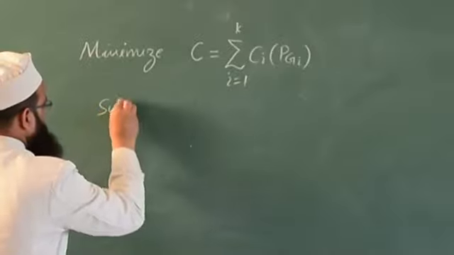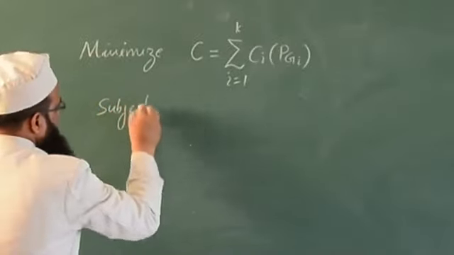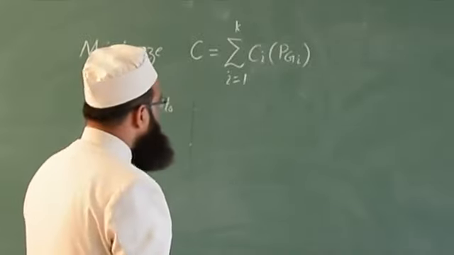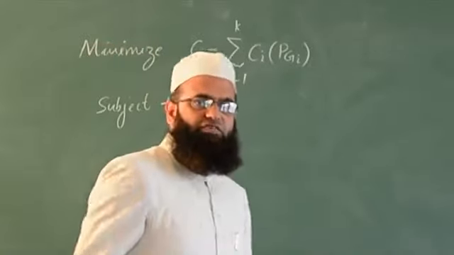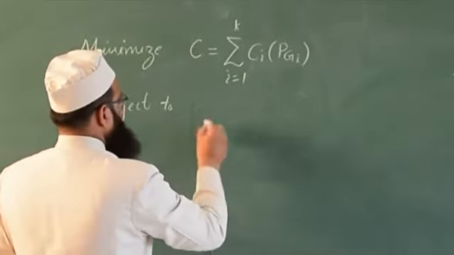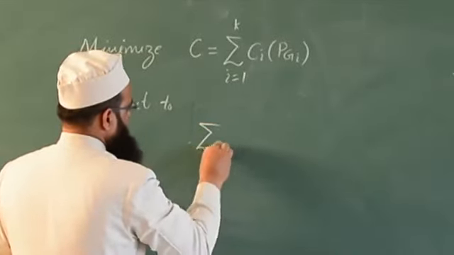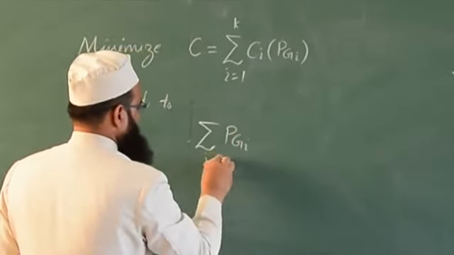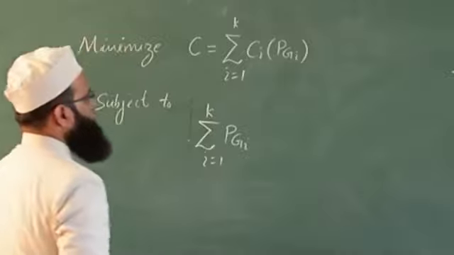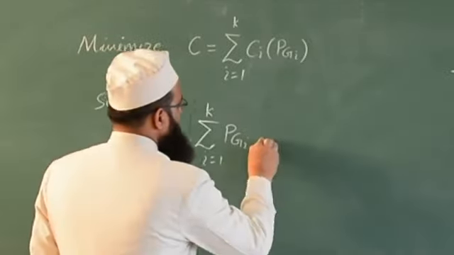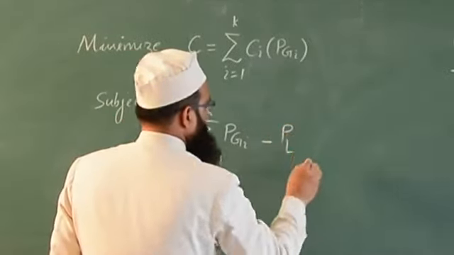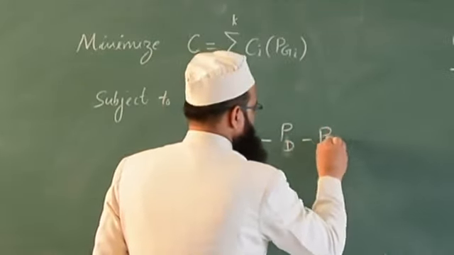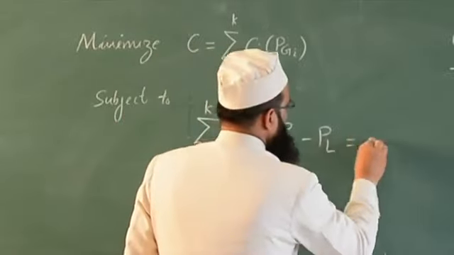Subject to now constraints, subject to the same constraint, power balance equation, but this time we have to consider the system loss also. So right here the constraint should be total generations minus demand, PD, minus PL should be equal to 0.